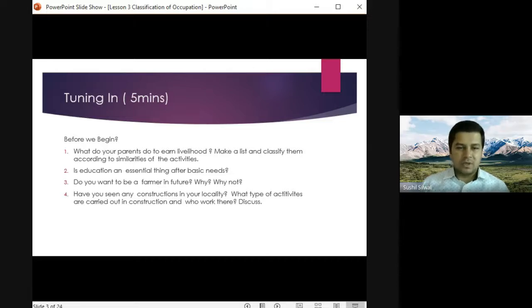Okay, now let's go to the next activity. We'll come to this classification again, what we have classified, after some time. So now the next thing to keep us engaged is next tuning in. Is education an essential thing after basic needs? Okay, I want someone to tell this. Okay, Aslisa, what do you think? Is education an essential thing after basic needs?